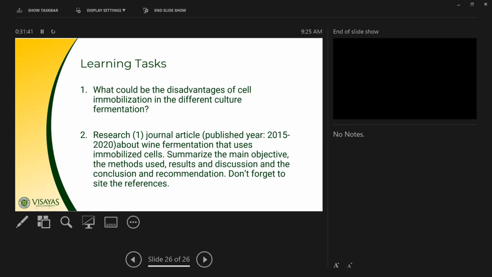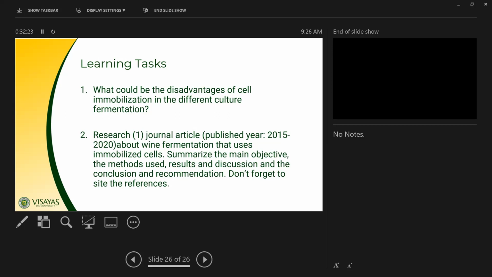I will now give you the learning task. You have to answer these questions, and please remember that you have to write your learning task in handwritten form. Take a picture of it, convert it to PDF, and submit it in the BSUE. The number one question: there are lots of advantages, and I have already cited a few, but what could be the disadvantages of cell immobilization in the different culture fermentation?